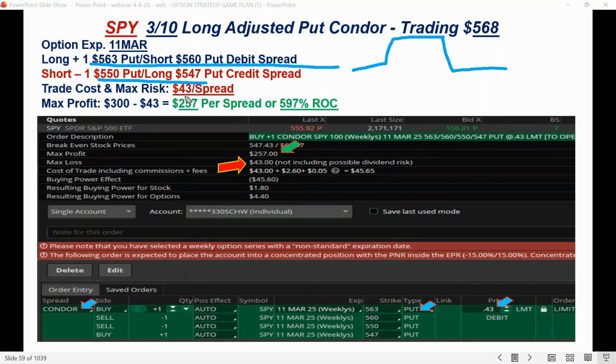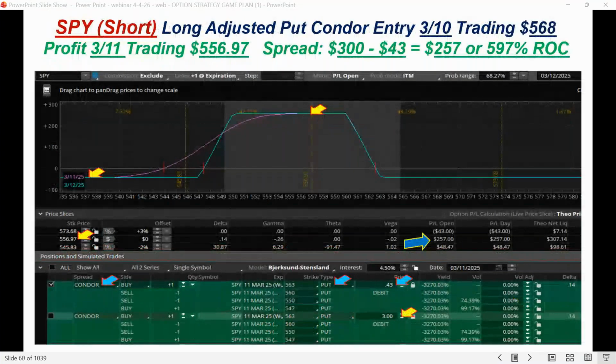So we reduced our cost of this trade from the debit cost that we had originally down to 43 bucks, 43 cents, okay? So now we had a potential, if it goes out inside this profit zone here, the max profit would be 257 bucks, $3 wide spread less our cost of the trade, now 43. So we could make 257 in here, and that would be a 597% return. So another really great structure for the right condition, and it went out right there.